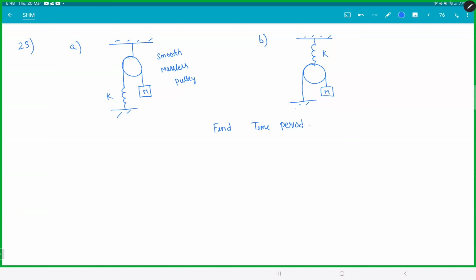Remember the process. Choose your system, displace it by x, and then see what is the elongation in the spring. Then apply F is equal to ma, and then compare with a is equal to minus omega square x. The story is still the same. A is same as hanging from the string. No difference. You just twisted the rope.